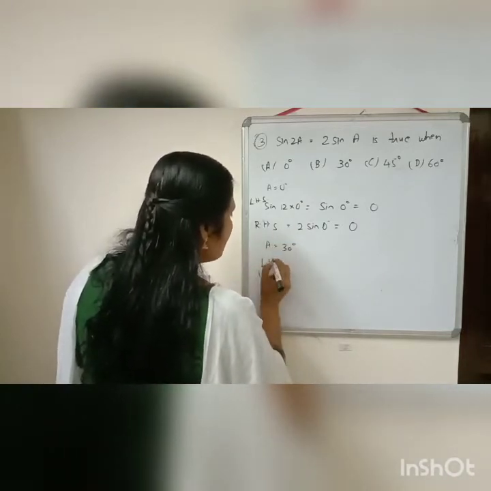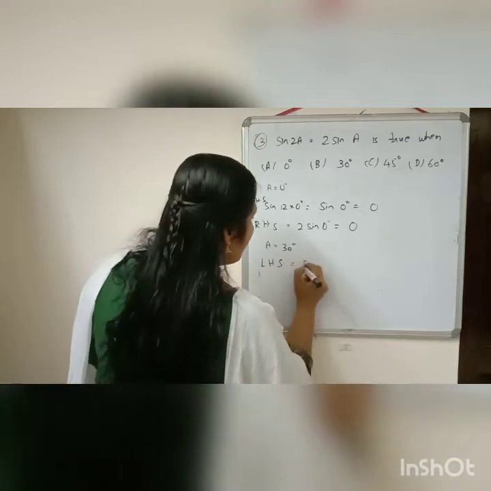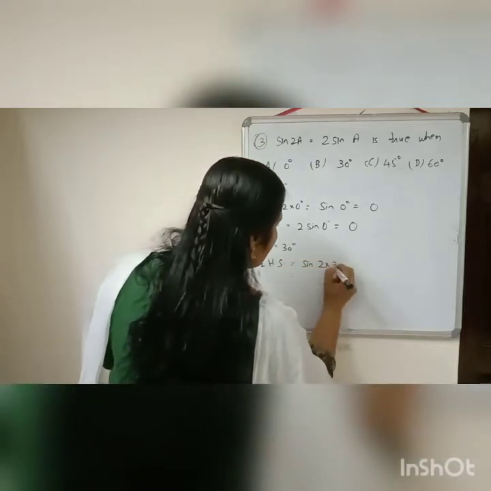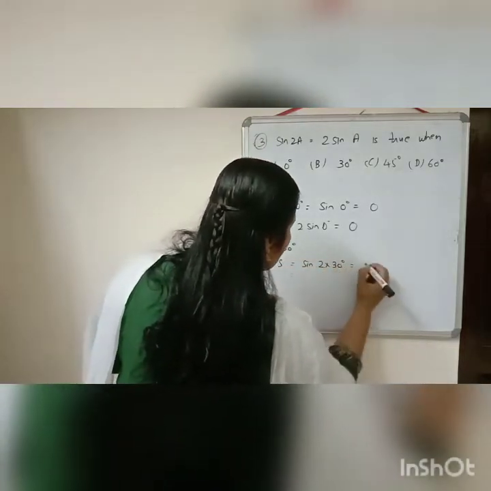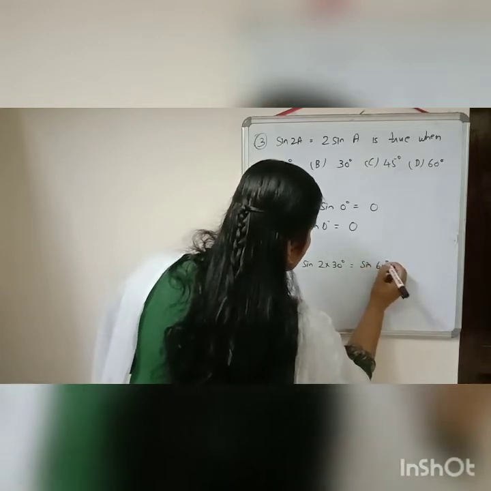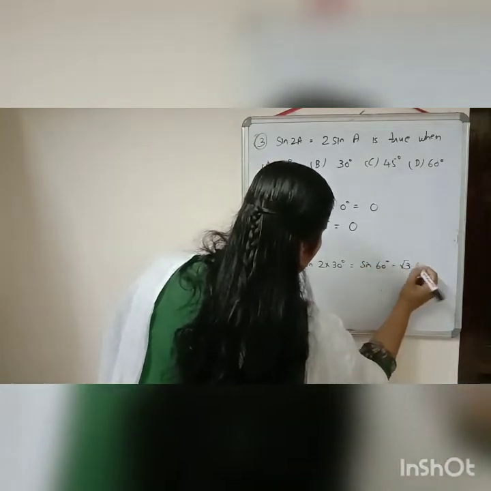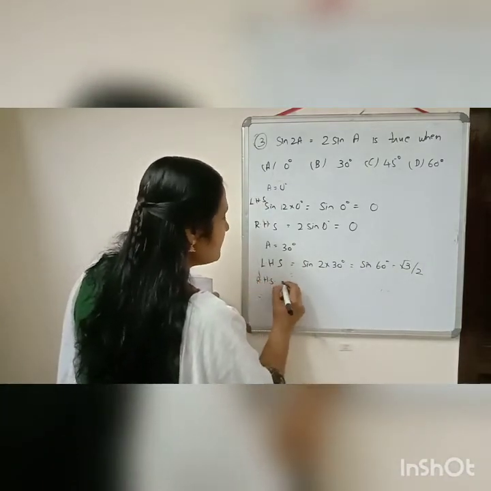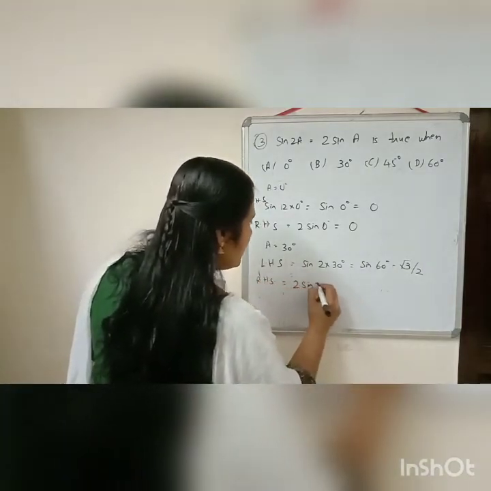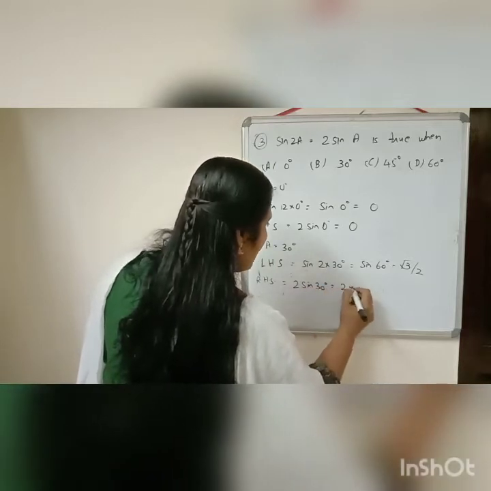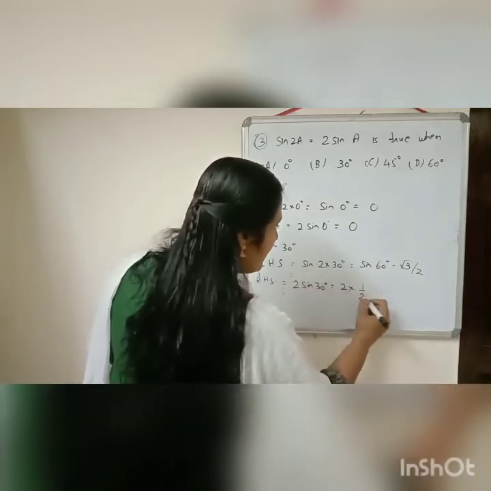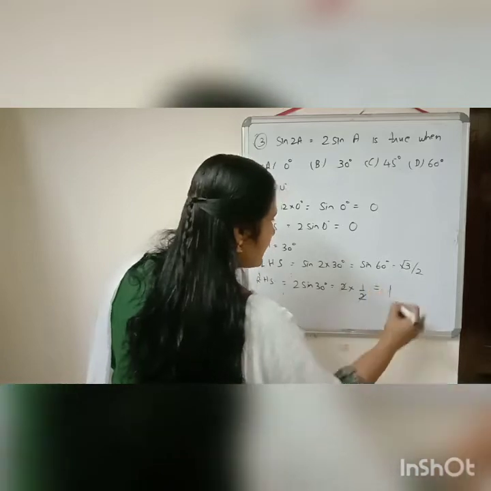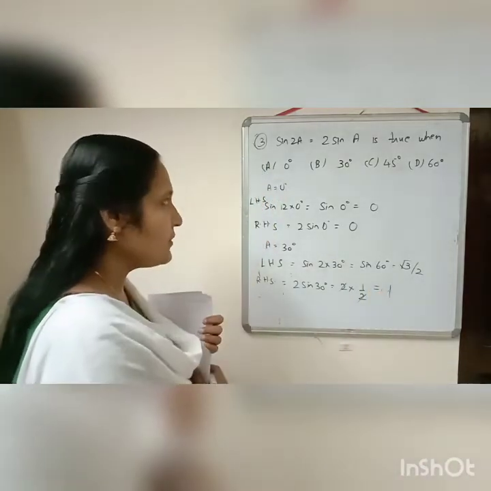Then left hand side will come sin 2 into 30 degree. Sin 2 into 30 will be equal to sin 60 degree. And what is sin 60 degree? Root 3 by 2. And our RHS is equal to 2 sin A. So 2 into sin 30 degree. And what is sin 30 degree? 1 by 2. So 2 and 2 will get cancelled. We will get the answer is equal to 1.